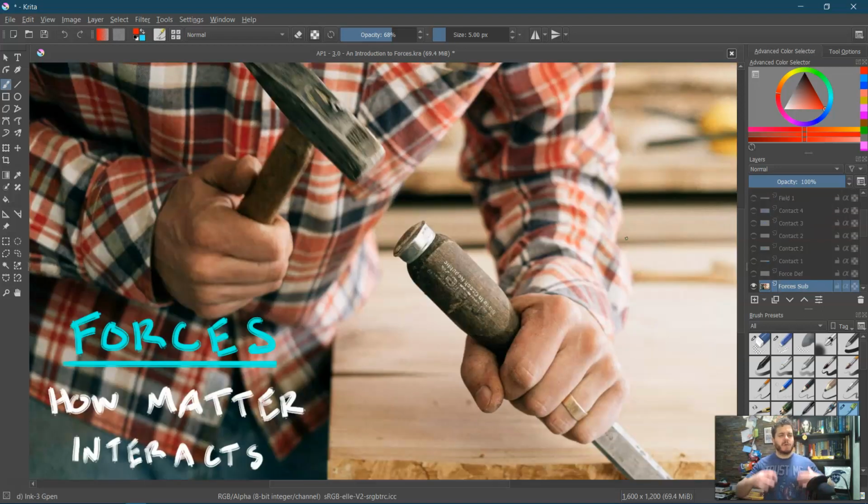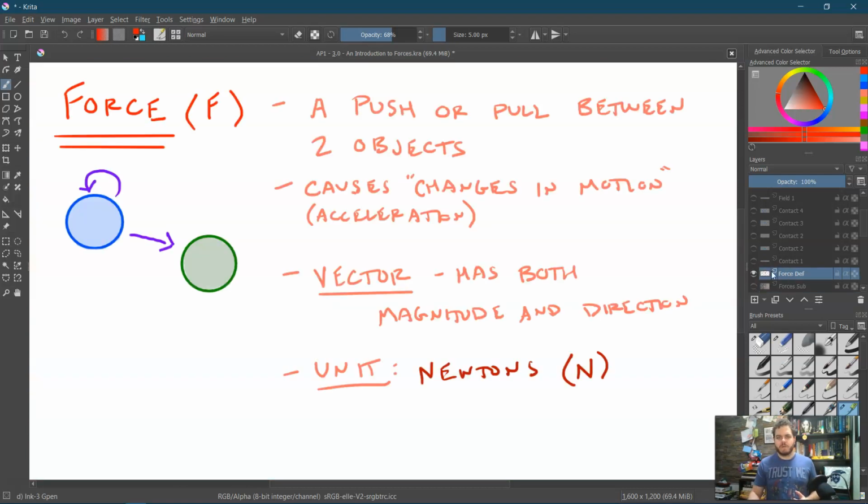Well, now that we've detailed what forces act on, let's talk about forces themselves. Forces are how pieces of matter interact with each other. But let's try to get a more formal definition. A force, which we abbreviate with a capital F, is a push or pull between two objects. That two is very, very important.